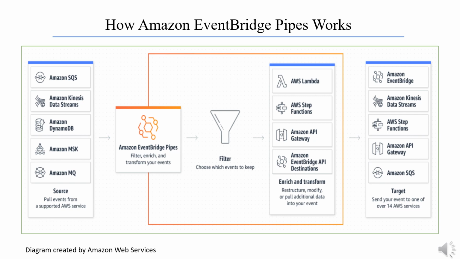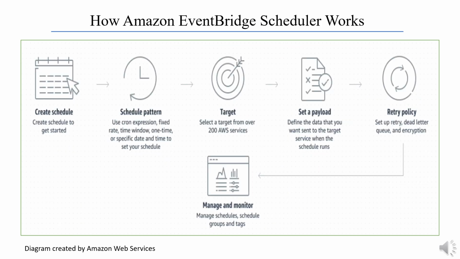3 sections display in the diagram from left to right. We recommend you read the diagram and get a better understanding of how Amazon EventBridge Pipes integrates and interacts in an application environment. Now let's see how Amazon EventBridge Scheduler works in an application environment.